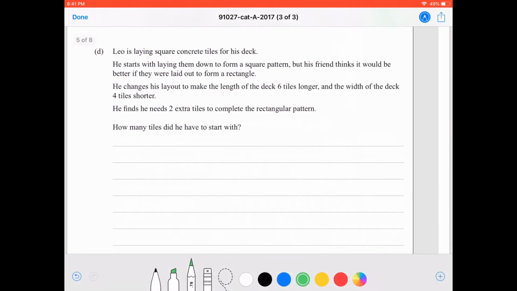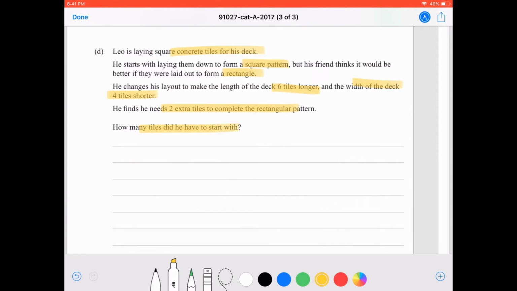Moving on to question 2D now. Leo is laying square concrete tiles for his deck. He starts with laying them down to form a square pattern, but his friend thinks it would be better if they laid out to form a rectangle. He changes his layout to make the length of the deck 6 tiles longer and the width of the deck 4 tiles shorter. He finds he needs 2 extra tiles to complete the rectangular pattern. How many tiles did he have to start with?